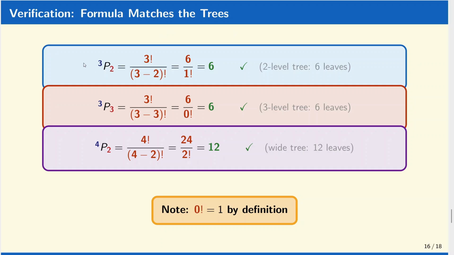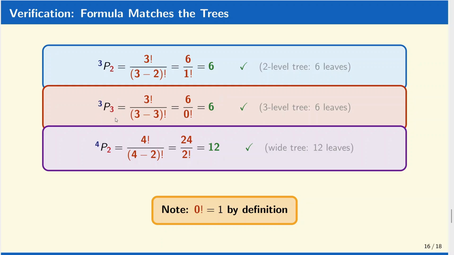In the top blue box, let's calculate 3P2. Our total n is 3, and we are choosing 2. Using our formula, this is 3 factorial divided by the factorial of 3 minus 2. 3 minus 2 is 1, so we have 3 factorial divided by 1 factorial. That is 6 divided by 1, which equals 6. If we check the green text on the right, we see a check mark. Yes, our two-level tree from earlier had exactly 6 leaves.